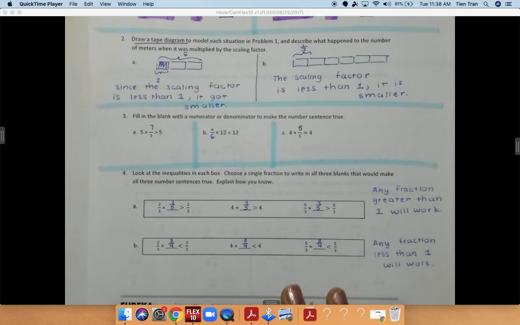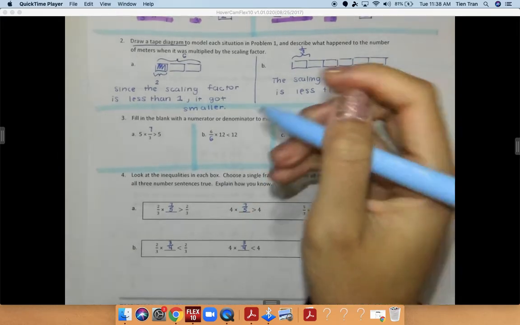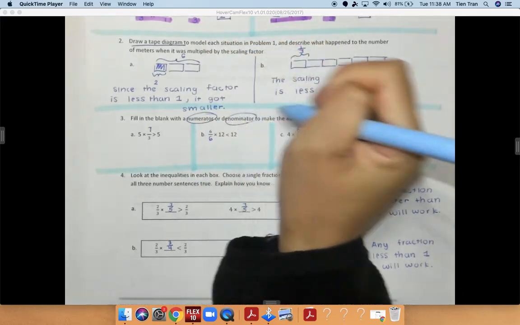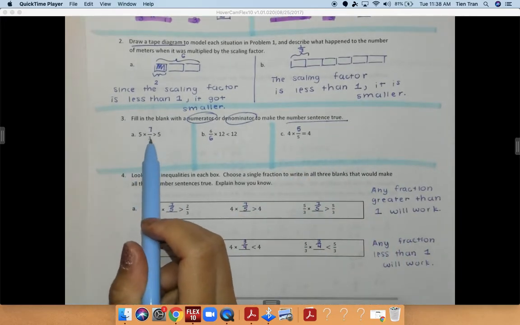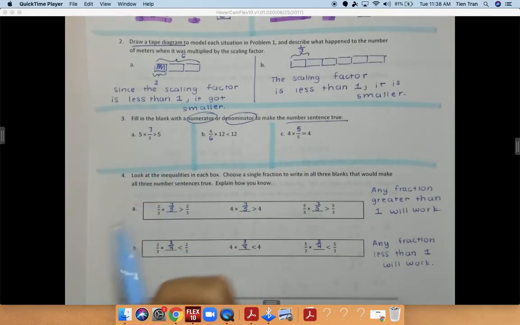Okay, now for problem 3, it asks you to fill in the blank with a numerator and a denominator to make the number sentence true. So we have 5 times 7/3 is less than 5. How do I know that?